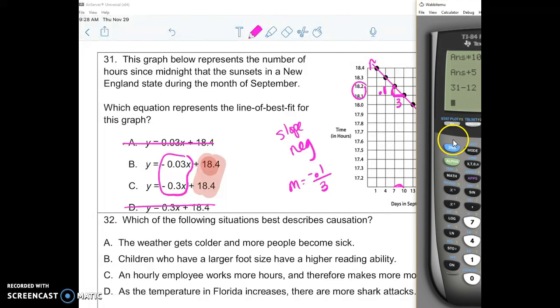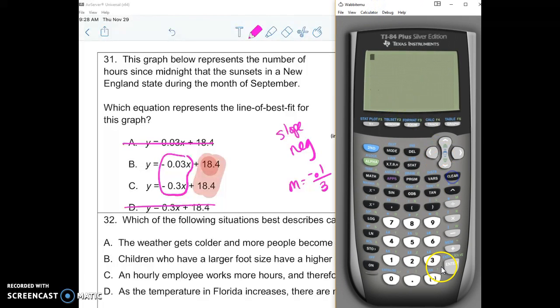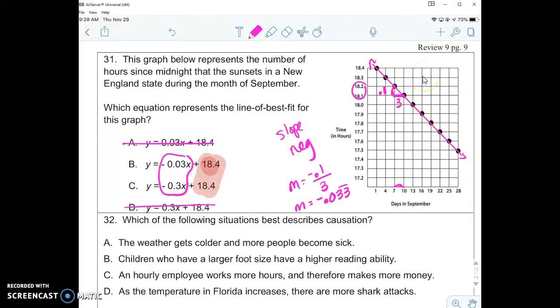Using my calculator, negative 0.1 divided by 3 gives me negative 0.03 repeating. I'm looking for which slope is closer to that. Choice B, negative 0.03, is much closer, so my final answer is B.